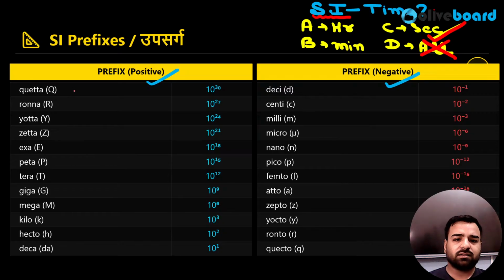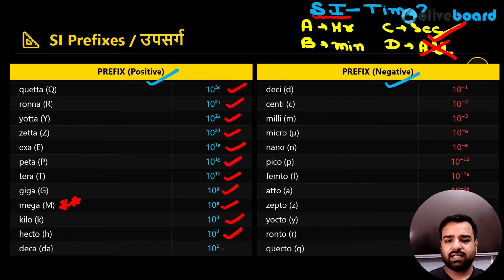So for the quecta, we have 10 to the power 30. 10 to the power 27 means ronna. 10 to the power 24 yotta. 10 to the power 21 zetta. 10 to the power 18 exa, 10 to the power 15 peta, 10 to the power 12 tera, 10 to the power 9 giga, 10 to the power 6, this was asked in the examination previously, that is mega, 10 to the power 3 kilo, 10 to the power 2 hecto, and 10 to the power 1 deca. So this was the positive one.